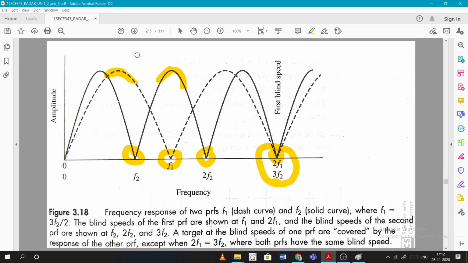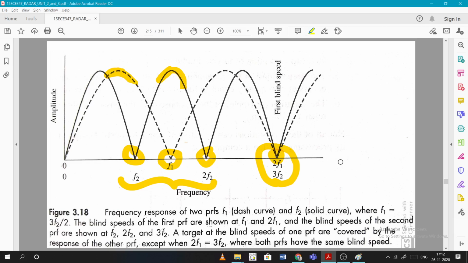Basically, we have already removed three, right? So it will give better results than using only a single PRF. After some time you are able to see the blind speed, after a long time. Even if f2 is at the blind speed but f1 is not, right? It will still detect the target, like that.